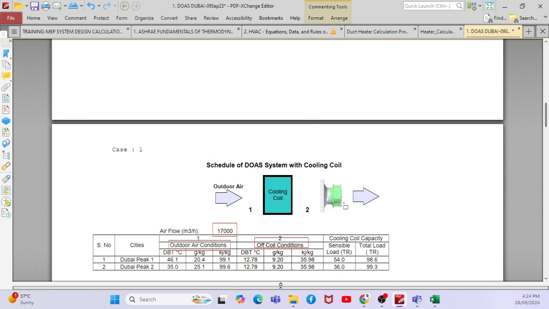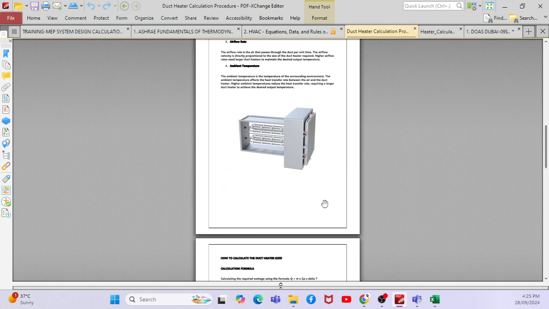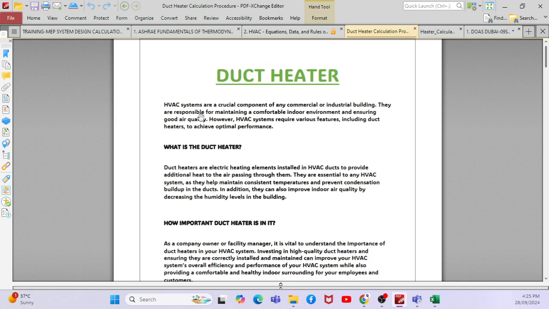Yes. This is a simple equation, but I'm telling you where the duct heater will be used. If you go through this guideline, which I have attached and will be sharing with you: what is the duct heater? A duct heater, or electric heating element, is installed in an HVAC duct to provide additional heat to the air passing through it. They are essential to any HVAC system as they help maintain consistent temperature and prevent condensation build up in the duct. That is why we are increasing the temperature. If you supply at low temperature, there is a chance of condensation and humidity.